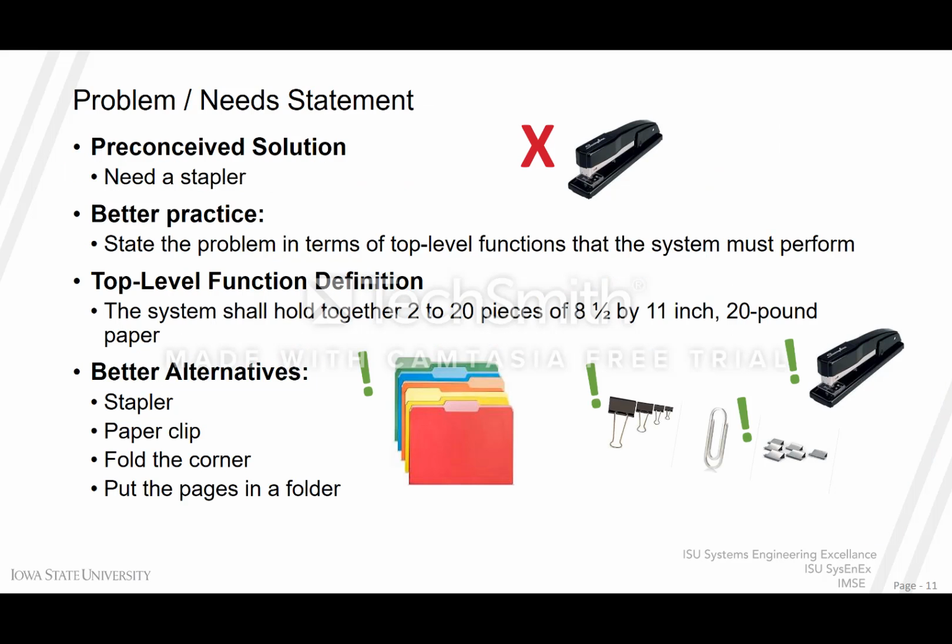Another example here is a preconceived solution of needing a stapler. If you say, I have papers, I'm taking them to a meeting, I need to staple them together. Instead, you should look at the top level function definition, which is the system should hold together 2 to 20 pieces of 8.5 by 11 inch 20-pound paper. What other ways could you do that? You could staple it, you could paper clip it, you could fold around the corner, you could put pages in a folder. There are many different ways to solve the same problem without having the exact stapler.